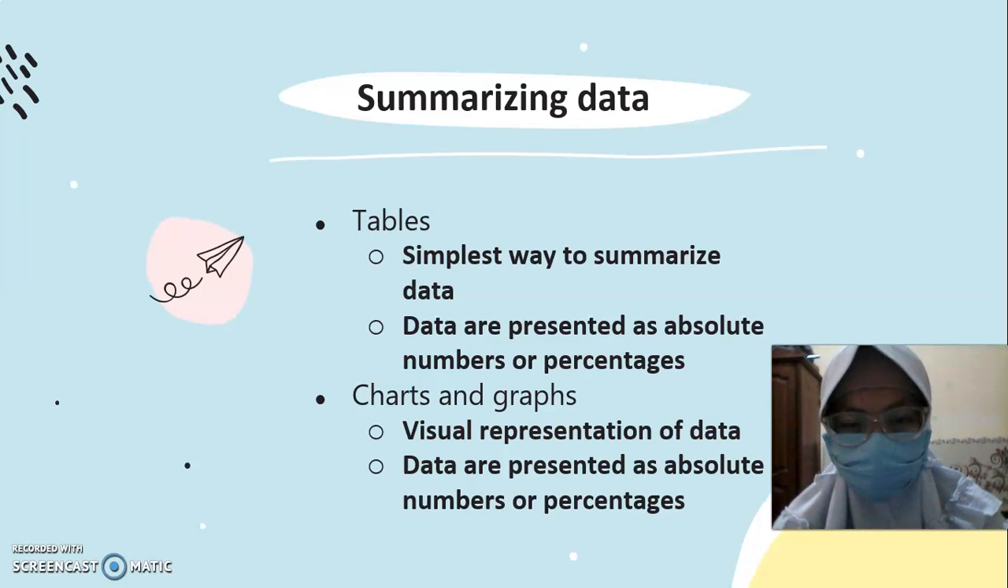In our material, there are three steps for data interpretation, but I just want to explain more about summarizing data. This is one of the steps for data interpretation. We can use two kinds of tools for summarizing data. The first, tables, and the second, charts and graphs.